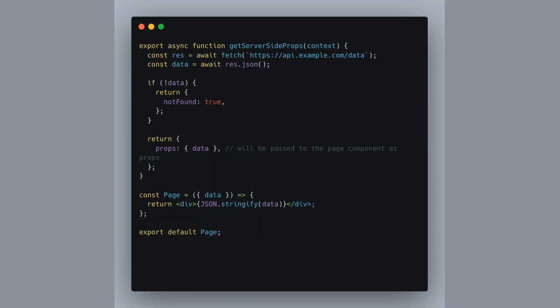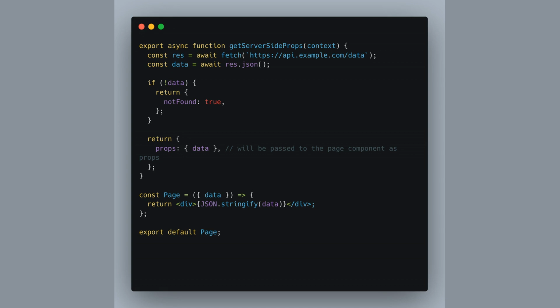Fetching data on the server side in Next.js is a game changer for SEO and initial load performance. Here, we use getServerSideProps to fetch data before our page renders. We call an API, await its response, and then pass the data as props to our page.